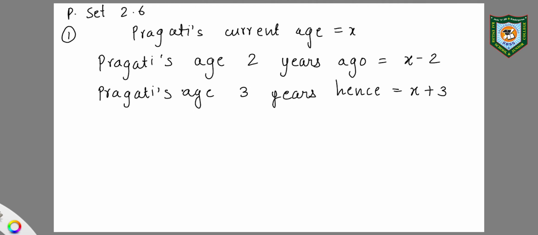Now the question has stated that the product of these two values is 84. So all I have to do is multiply x minus 2 with x plus 3 and equate this to 84, and I'll get my quadratic equation. Once you get this quadratic equation, all you have to do is solve it.